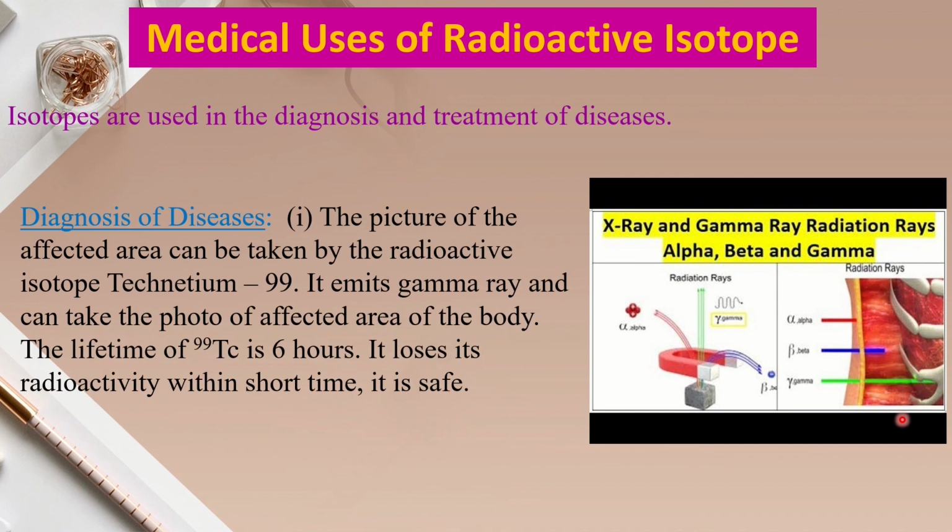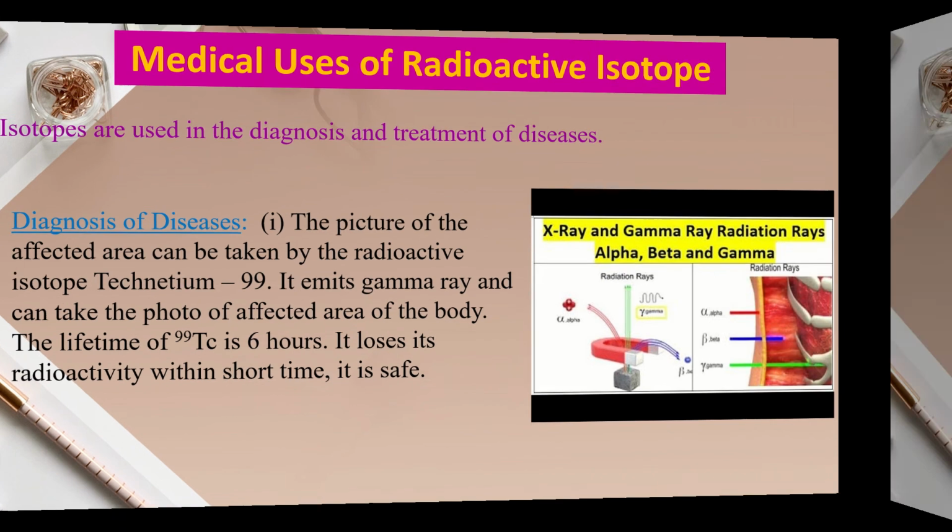Here, the picture of the affected area can be taken by the radioactive isotope technetium-99. It emits gamma ray and can take the photo of the affected area of the body. The lifetime of technetium-99 is only 6 hours. It loses its reactivity within a very short time, so it is safe for us.